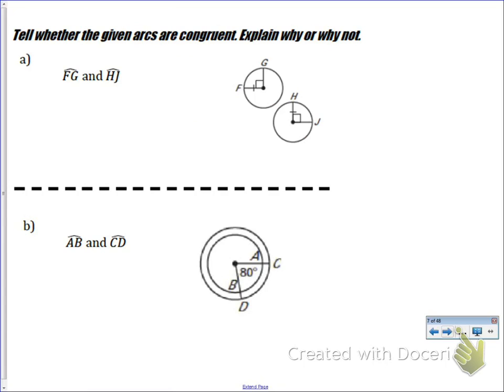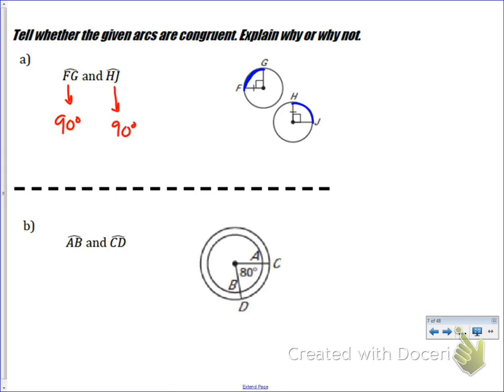So we want to find out whether or not these arcs that are given are congruent to each other. So I'm looking at FG and HJ here. Now both of these have central angles of 90 degrees. So in order for arcs to be congruent, we need to have the exact same measure. FG has a measure of 90 degrees, and HJ has a measure of 90 degrees. So one of my 2 criteria is met. They have the exact same measure.